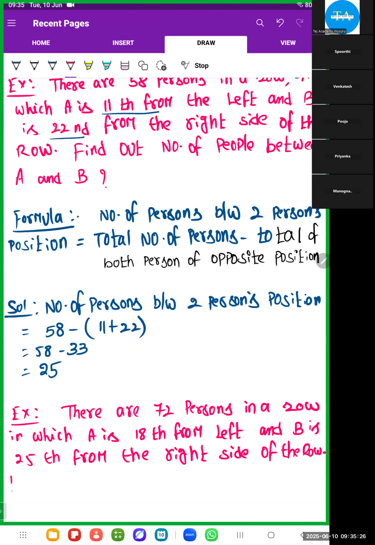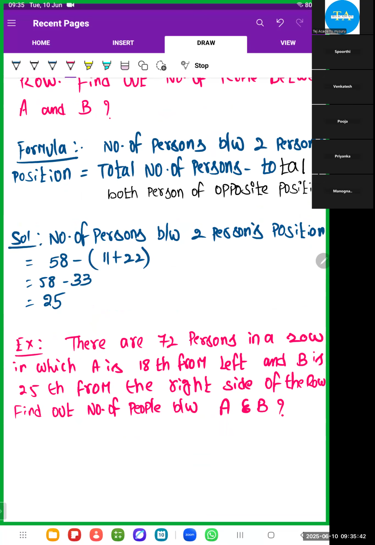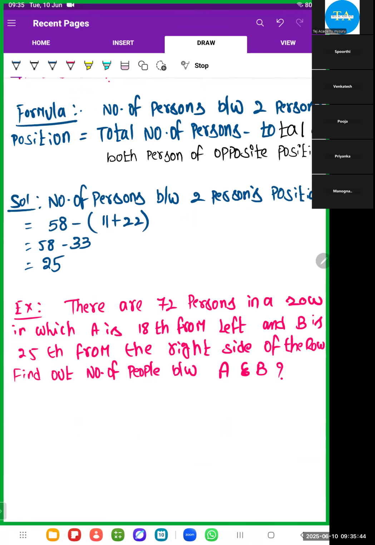So find out the number of people between A and B. 29, sir. 29.